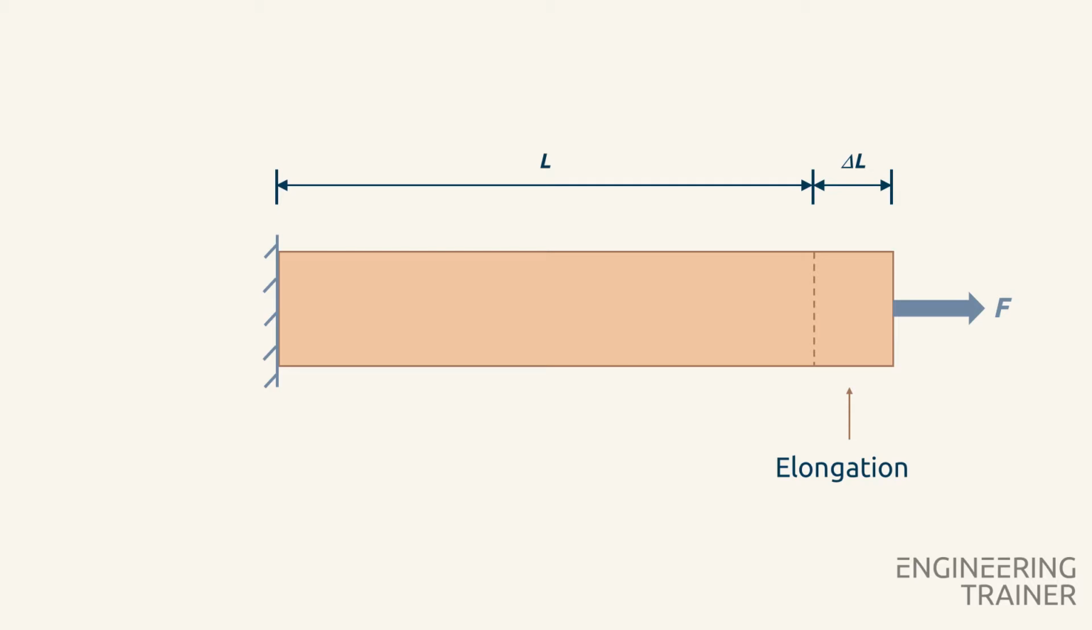Based on the initial length L0 and elongation delta L, the strain epsilon is defined as the ratio of both, so delta L divided by L0. We'll now take a closer look at the material behavior if we apply an increasing force F.